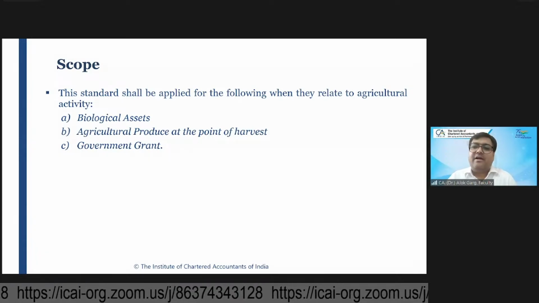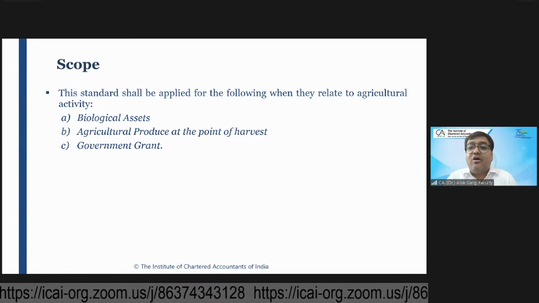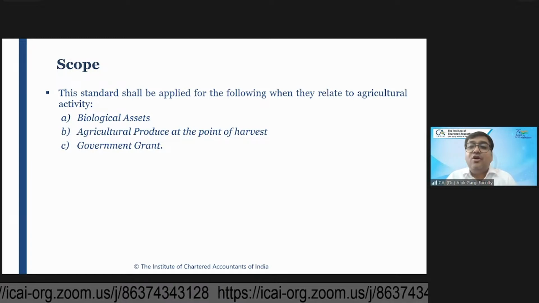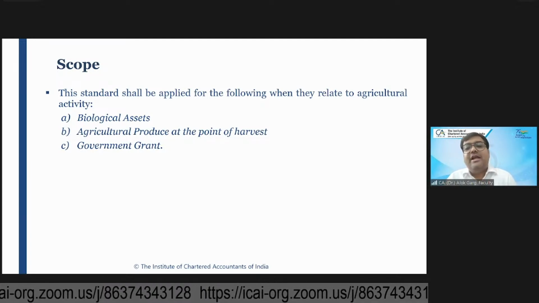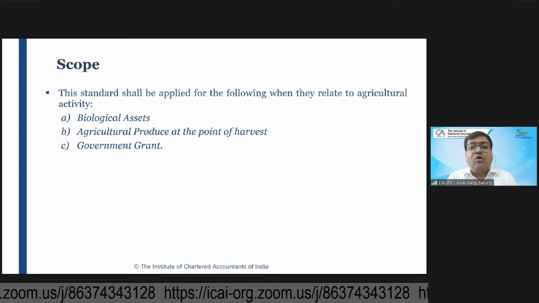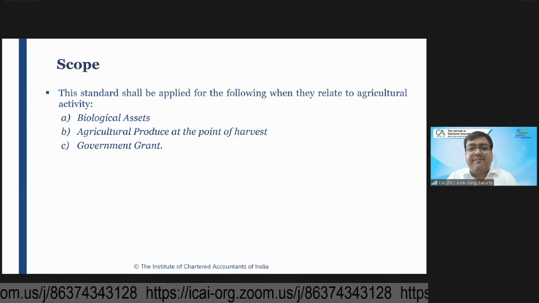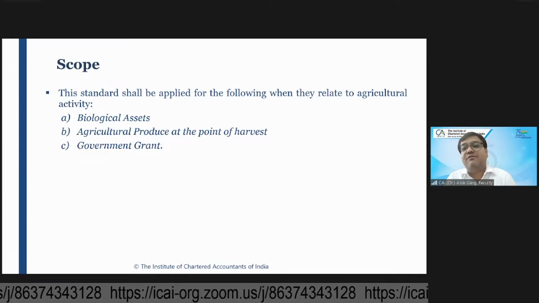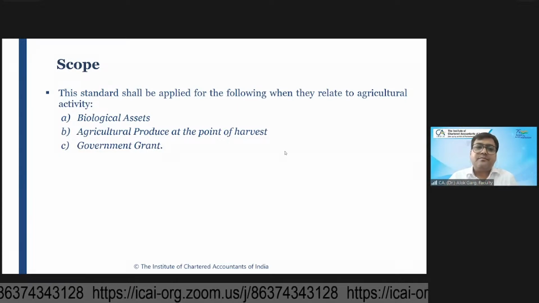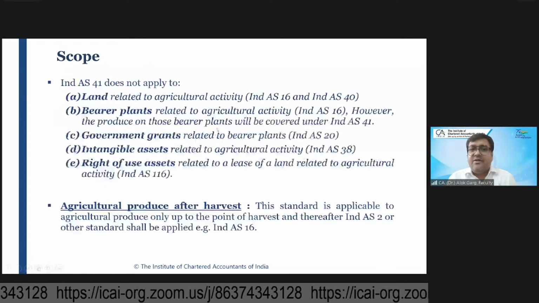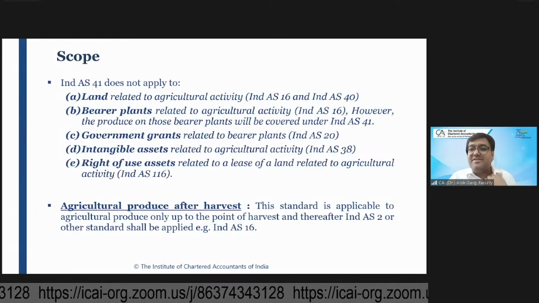Third one is government grant. If a government grant is received in connection with a biological asset or agriculture produce, it will be covered under this Ind AS 41. Otherwise, all government grants will be covered under a separate standard, which is Ind AS 20, accounting for government grants and disclosure of government assistance. So this was the coverage of this standard. Now, what this standard does not cover.